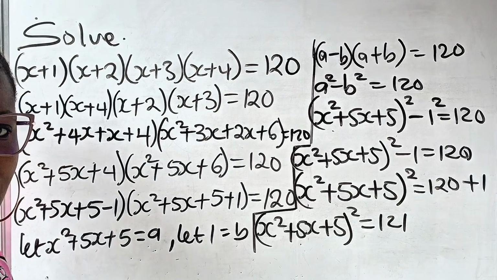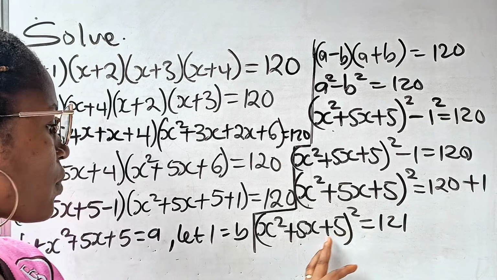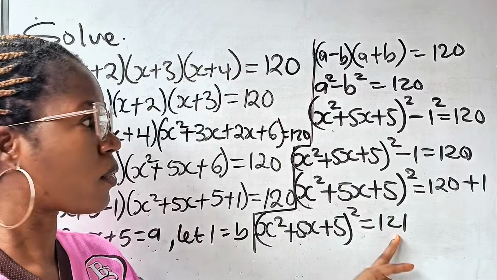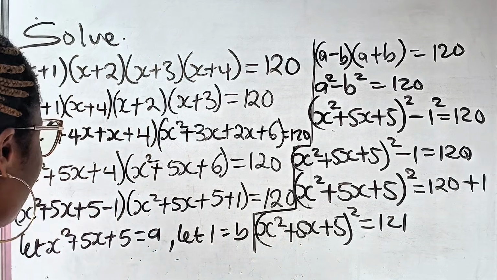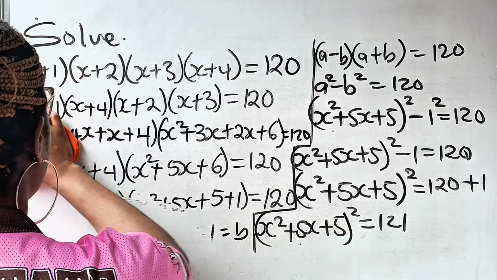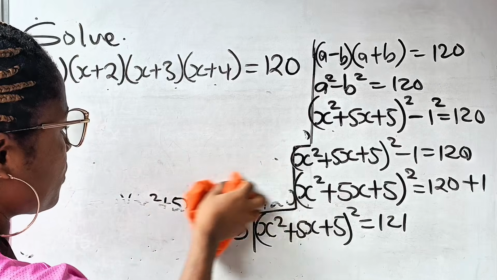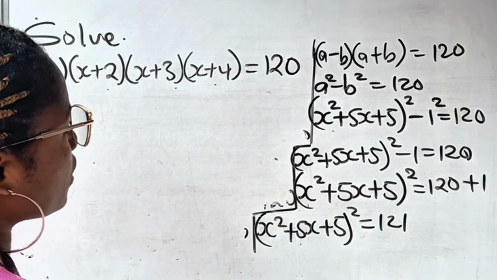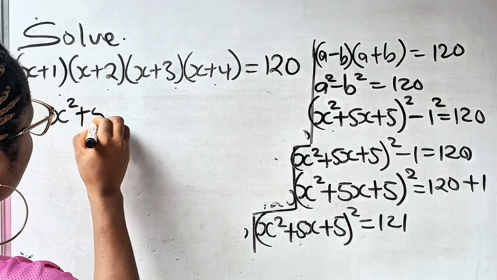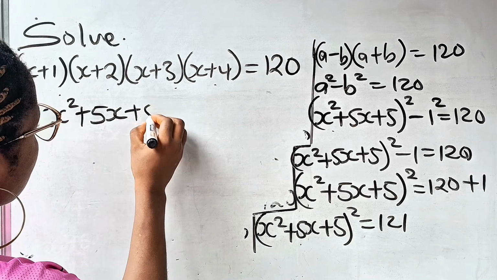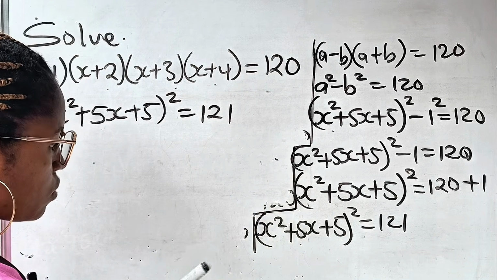Now, did you notice anything? You will notice that this is a perfect square. This is a square and this is the square of 11. That means that we are very close to our answer, because we can actually simplify this further, faster than we thought. So, let's go. We have x squared plus 5x plus 5 all squared is equal to 121.